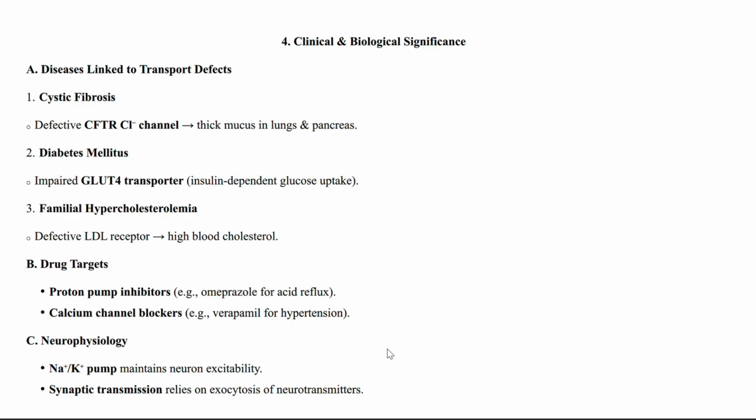The result is thick, dehydrated mucus that clogs the airways, impairs lung function, and disrupts enzyme flow in the pancreas. So, this is not just a textbook defect, it leads to breathing difficulties, chronic infections, and digestive problems. If you want more about it, I have a video. You can see the playlist Disease, Disorder, and Syndrome.